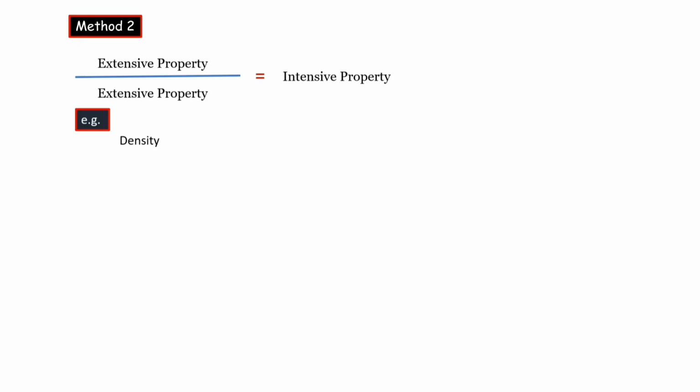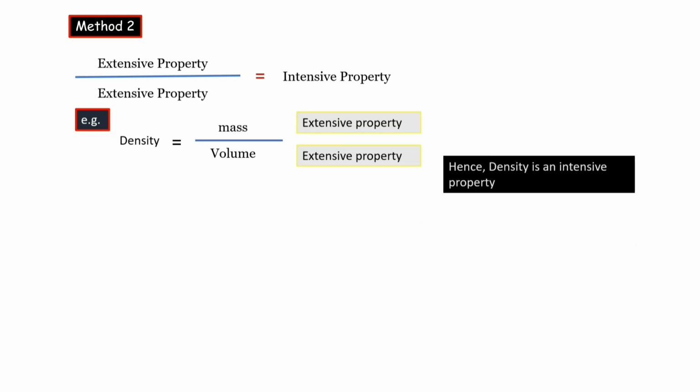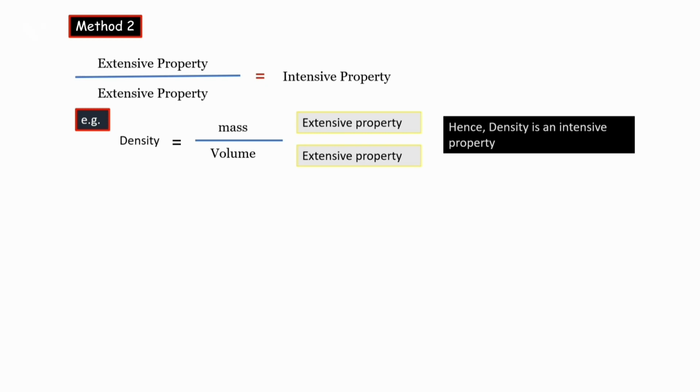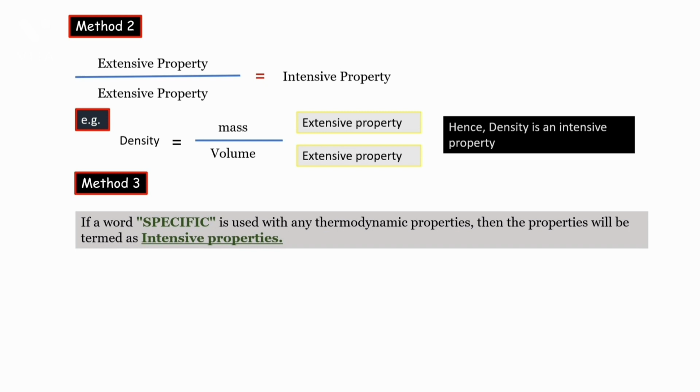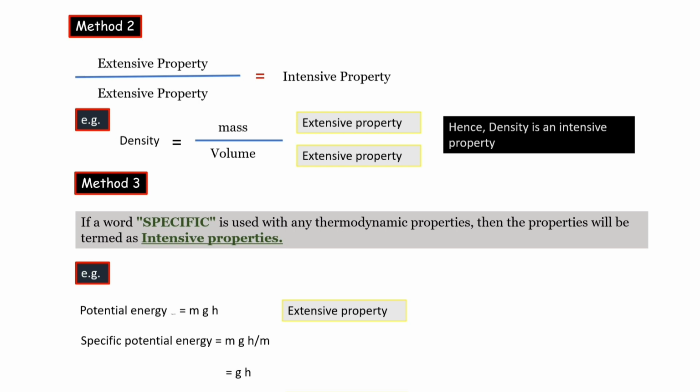Method 2. If we divide an extensive property by an extensive property, we get an intensive property as a result. For example, density is equal to mass by volume. Both mass and volume are extensive properties. Hence density is an intensive property. Method 3. If the word specific is used with any thermodynamic property, then the property will be termed an intensive property. For example, potential energy is equal to mgh, which is an extensive property. If we say specific potential energy, then it will be equal to gh, which is an intensive property.